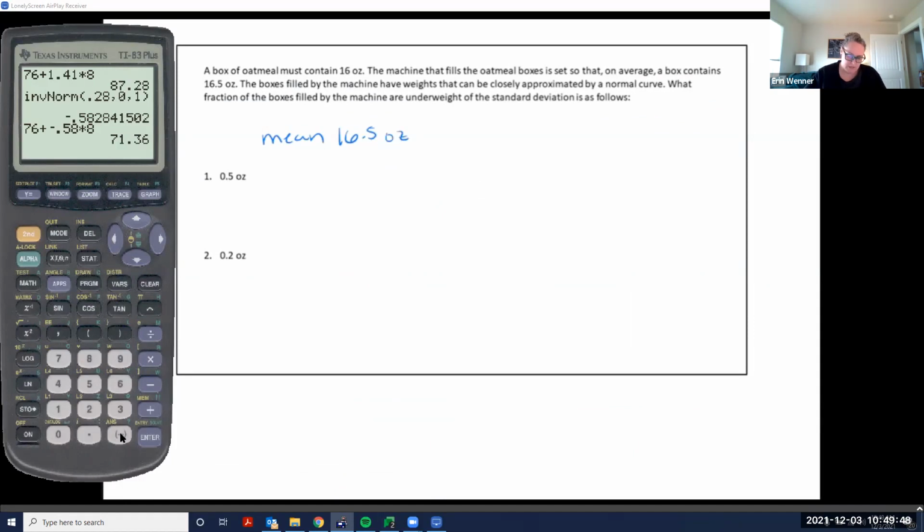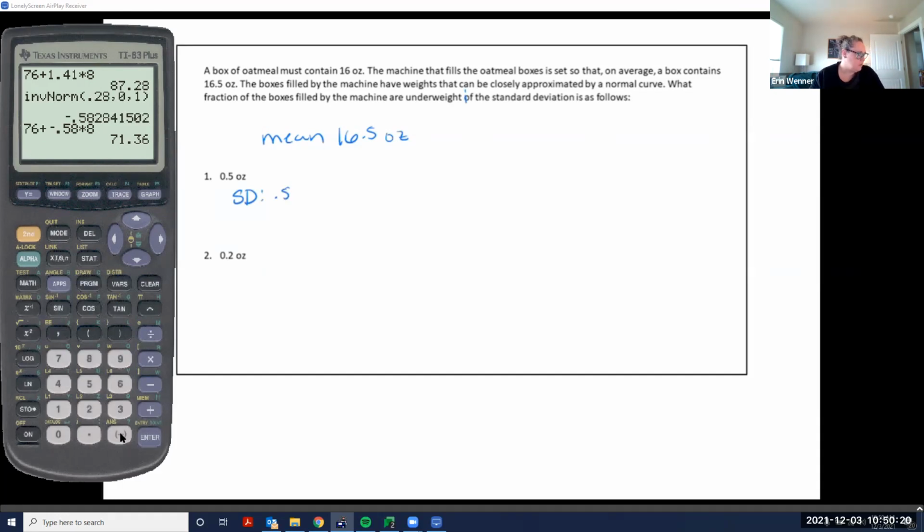And the boxes filled by the machine have weights that can be closely approximated by a normal curve. So again, that whole closely approximated by the normal curve means we're imposing this data on the normal curve, which means we're going to need z-scores. It asks what fraction of the boxes filled by the machine are underweight. Sorry, this is supposed to be if the standard deviation is as follows. For number 1, we have a standard deviation of 0.5 ounces.